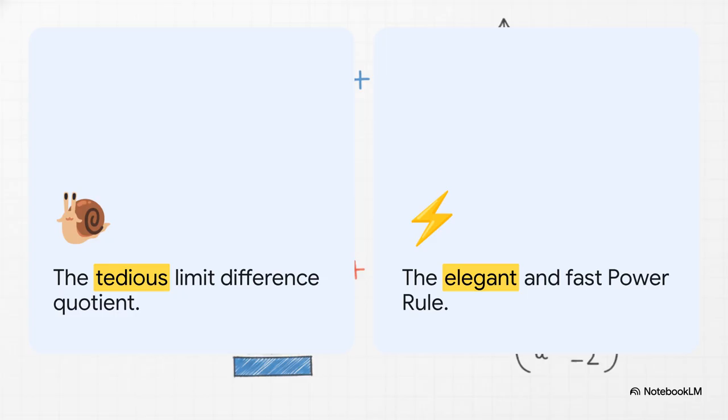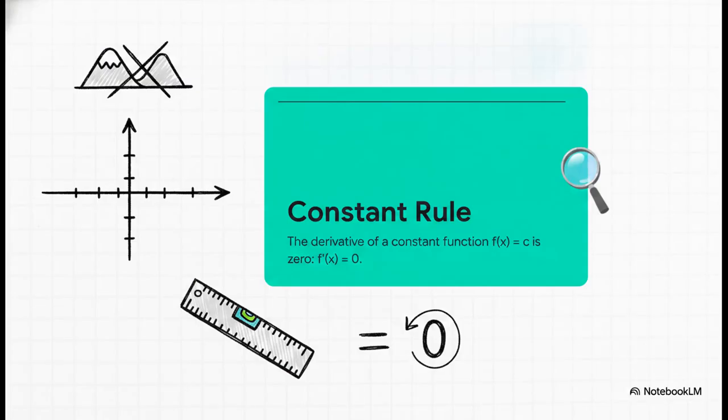Is it foundational for understanding what a derivative actually is? Yes, for sure. But as a daily tool, it's just way too tedious. Then on the right, we have the lightning bolts, clean, elegant algebraic shortcuts that get us the exact same answer in a fraction of the time. We're going to start building our toolkit with the most foundational tool of all, the constant rule.